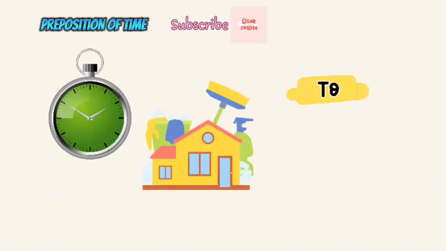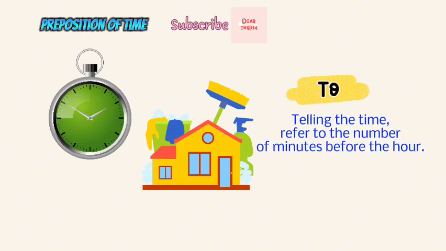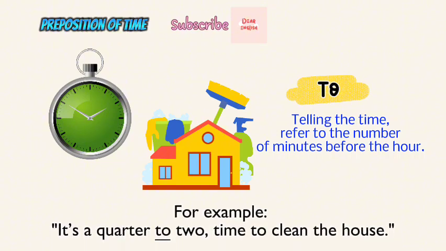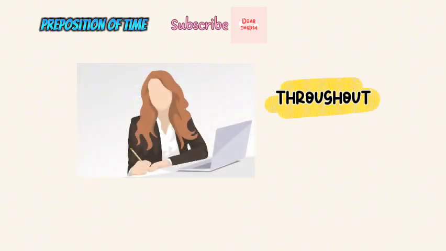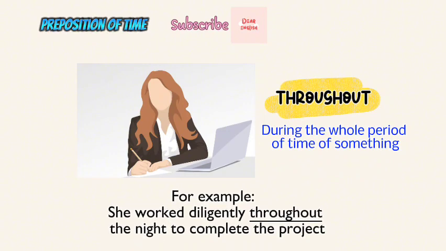To. Telling the time, refer to the number of minutes before the hour. For example, it's 1:45, time to clean the house. Throughout. During the whole period of time of something. For example, she worked diligently throughout the night to complete the project.